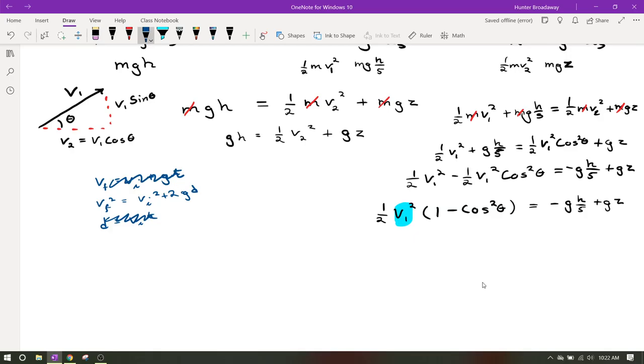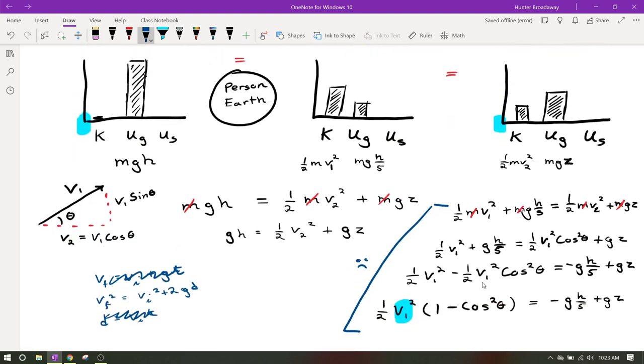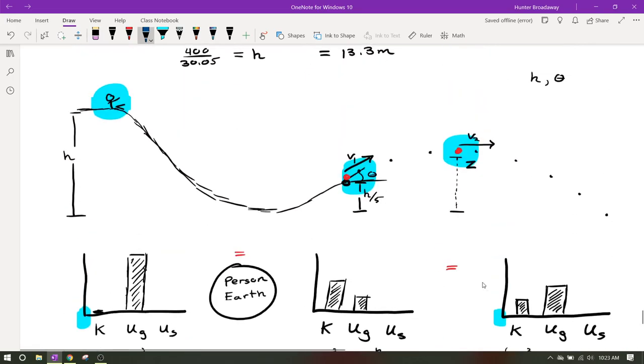Can we agree that this sounded like a really good idea, but we probably don't want to do it? That's fair. All right, let's think back to kinematics then. At the very beginning of the slide, you had an initial vertical velocity, right? At the end, at z, what is your vertical velocity?